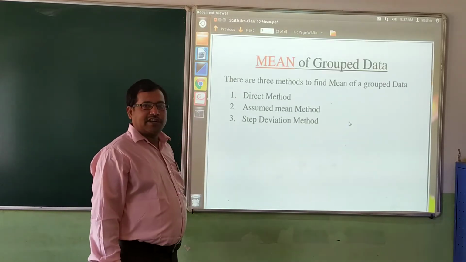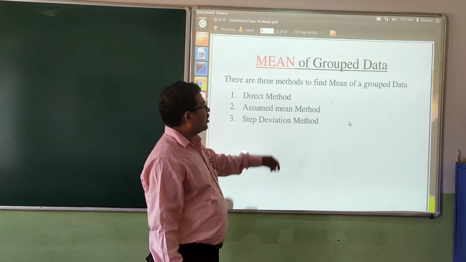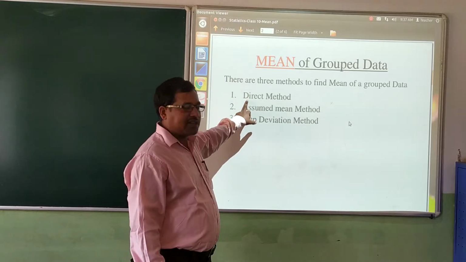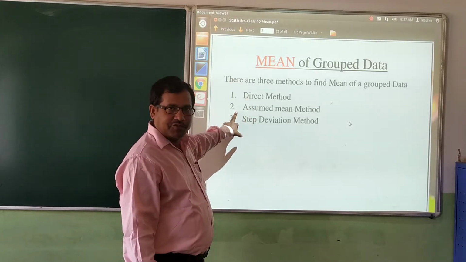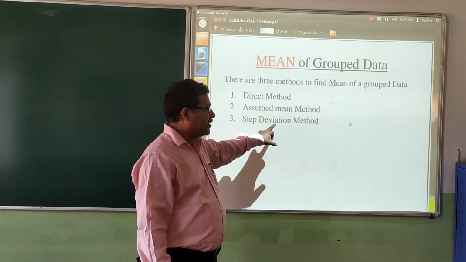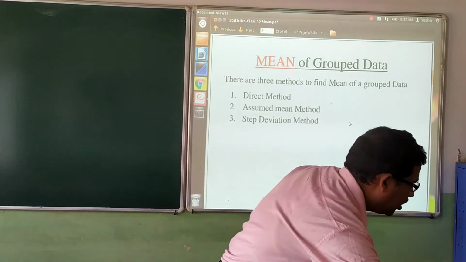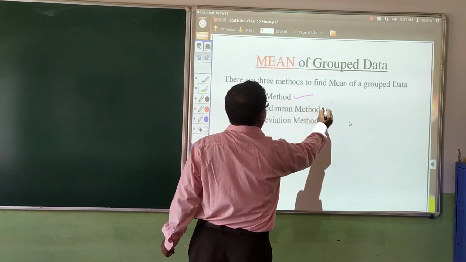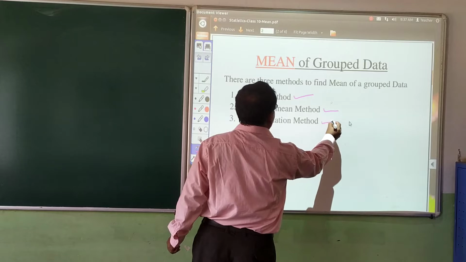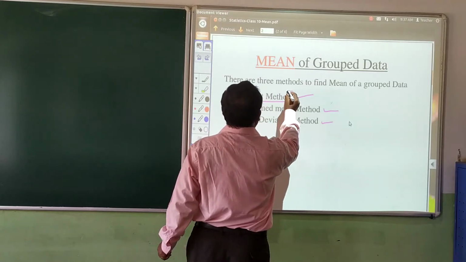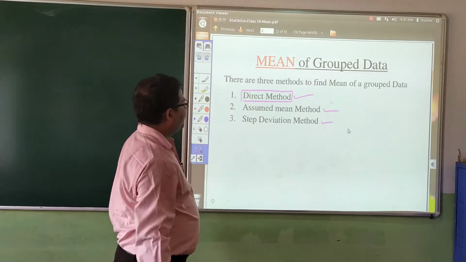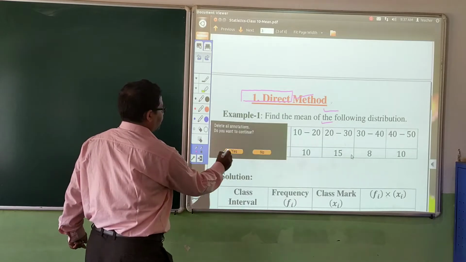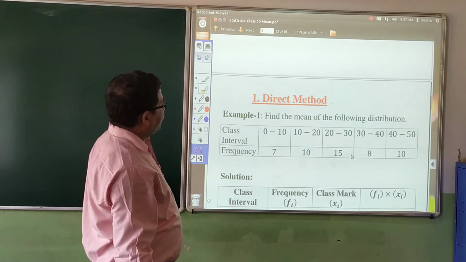So, mean of grouped data. There are three methods to find the mean of grouped data. First one is the direct method, second is the assumed mean method, and third is the step deviation method. First we will discuss the direct method. So look at this direct method.